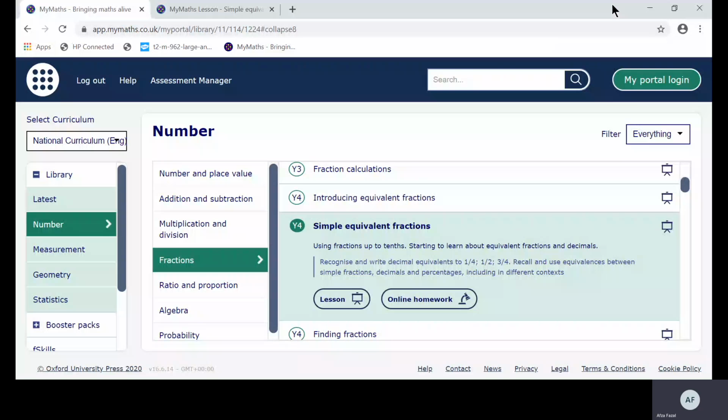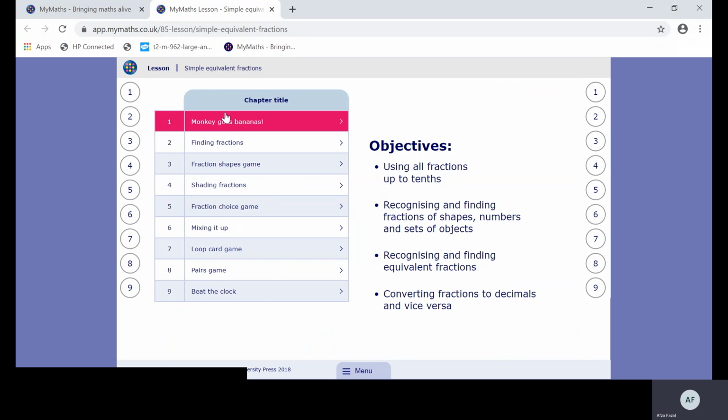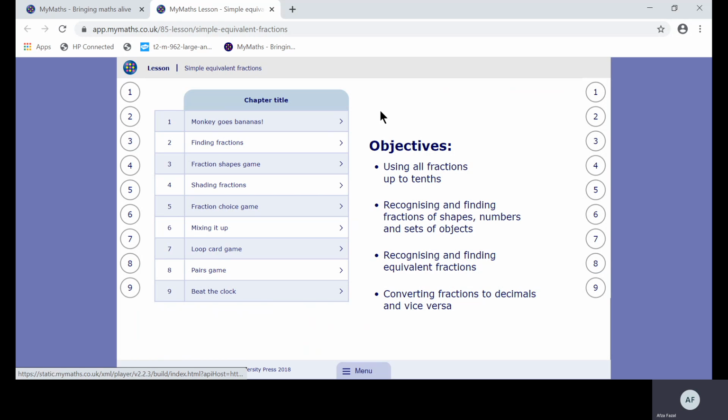Good morning, everyone. So the next lesson we're looking at is fractions, simple equivalent fractions. It's quite a fun lesson because you've just got lots of games and lots of practice, okay?